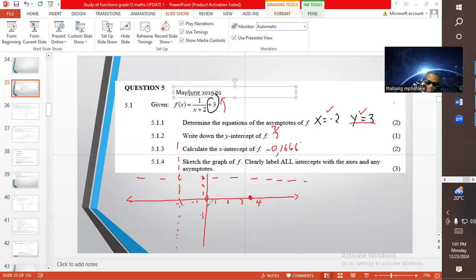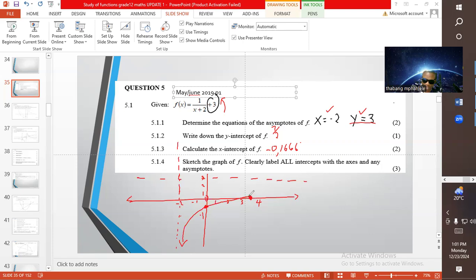I know it has to be somewhere here. Not actually between, because it's 0,166 up, it's a small figure. So now it's going to go like this. Your graph is going to go like this. Cut the y-axis, approach the asymptote. It will never touch the asymptote. Your graph will never touch your asymptote.